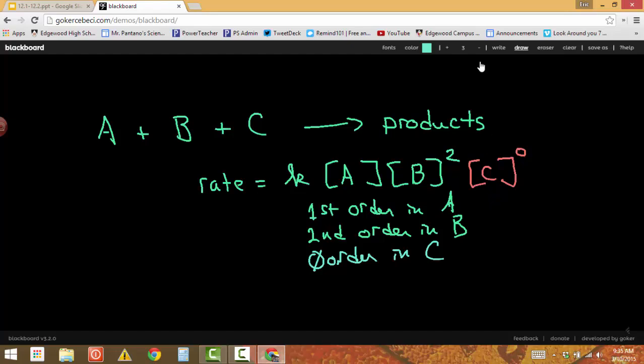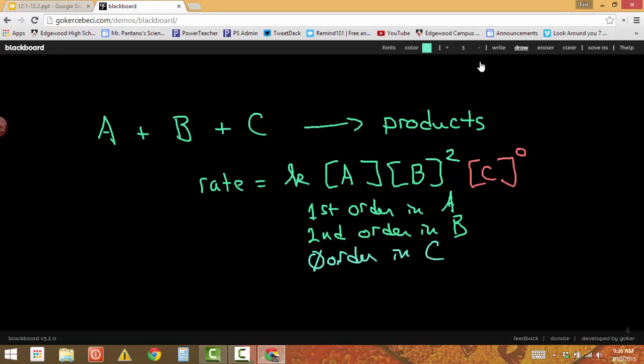All right, well, what does this mean, first order in A, second order in B, zero order in C? Remember, the rate of a reaction depends on the concentration of reactants. So if I were to do this reaction, I would measure a rate. I would figure out how fast A is decreasing, B is decreasing, C is decreasing. Okay, and then I could do the reaction again and change the concentrations of A or B or C.